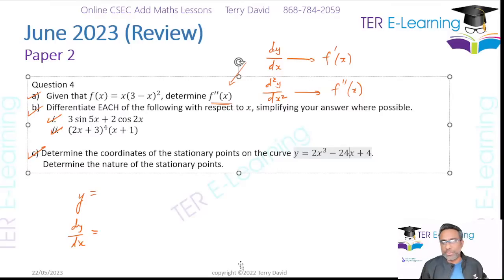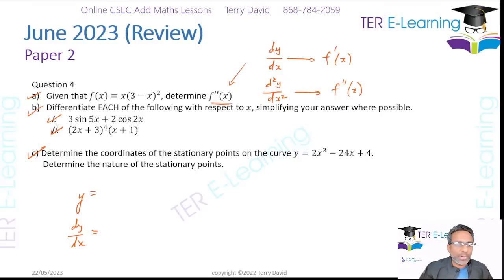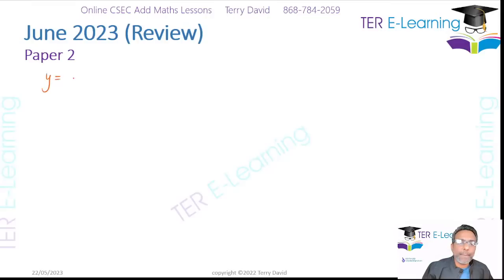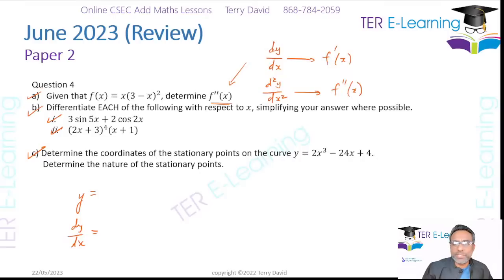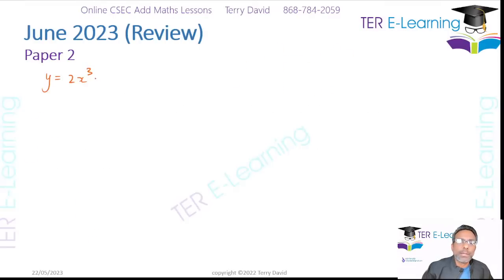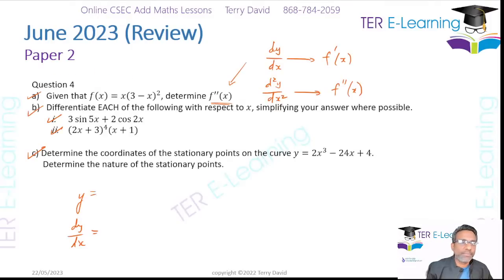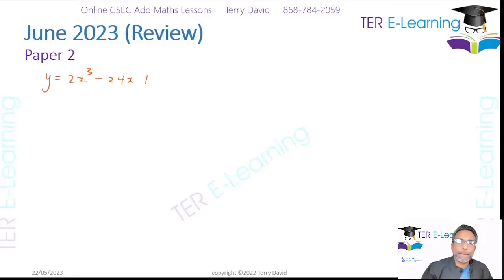Okay, yeah, let's work with this one, right? I want to find the coordinates of the stationary points, and I also need to determine the nature of the points, right? So I have y is equal to 2x cubed minus 24x plus 4, sorry.